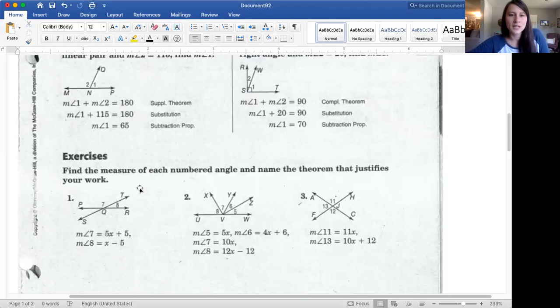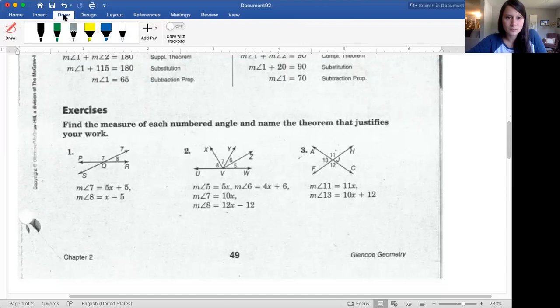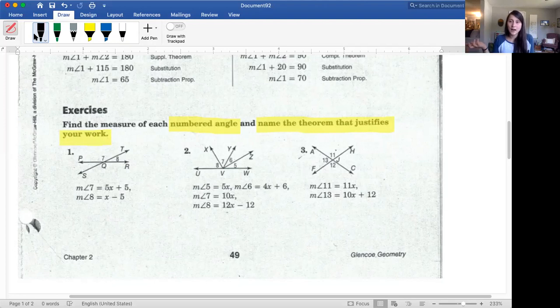Okay, so down here, we're going to take a look at 1, 2, and 3. It says find the measure of each numbered angle. So read the directions carefully because it's saying I need to find the measurement of my angles. And it says, and name the theorem that justifies your work. So how do I conclude the measurements that I find? What's the theorem that I'm using? So really what that's saying is, are you using the supplement theorem or are you using the complement theorem to work these problems out?